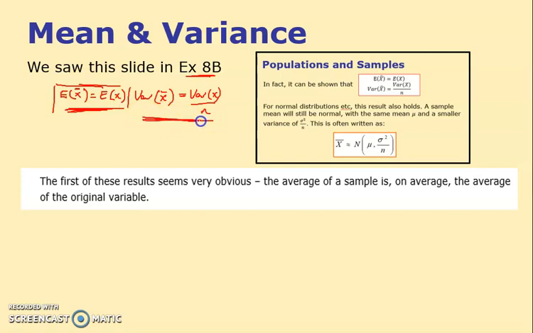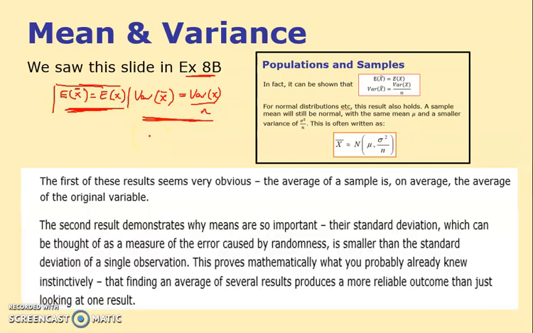This is the one which is always a bit of a surprise, and these words here make sense to me. The result demonstrates why means are so important. Their standard deviation, which can be thought of as a measure of the error caused by randomness, is smaller than the standard deviation of a single observation. The larger the sample you have, the smaller the variance of your sample mean will be. This proves mathematically what you probably already knew, that finding an average of several results produces a more reliable outcome than just looking at one result. That might seem obvious, it might not. Either way, learn the formula.